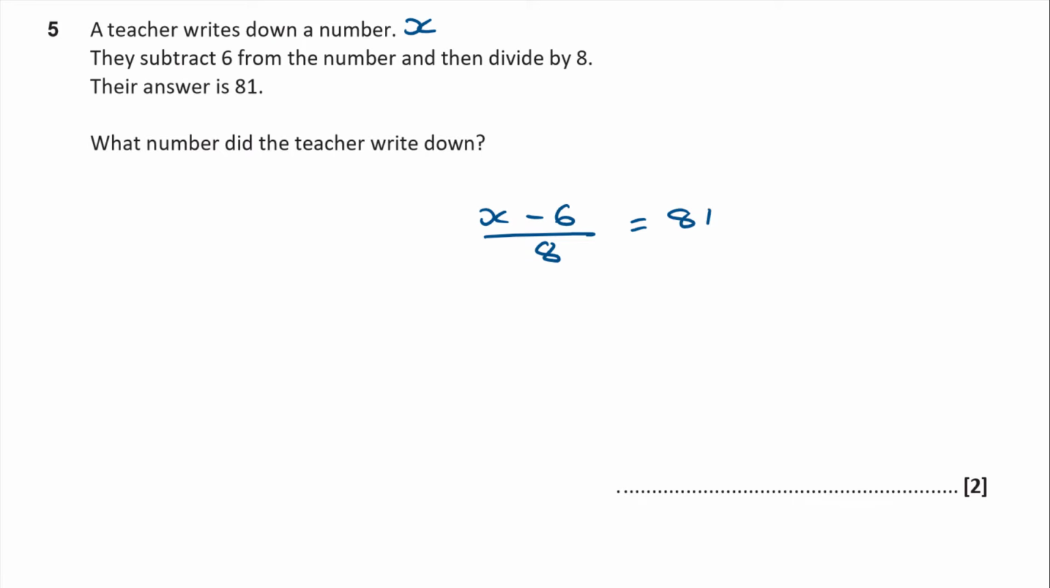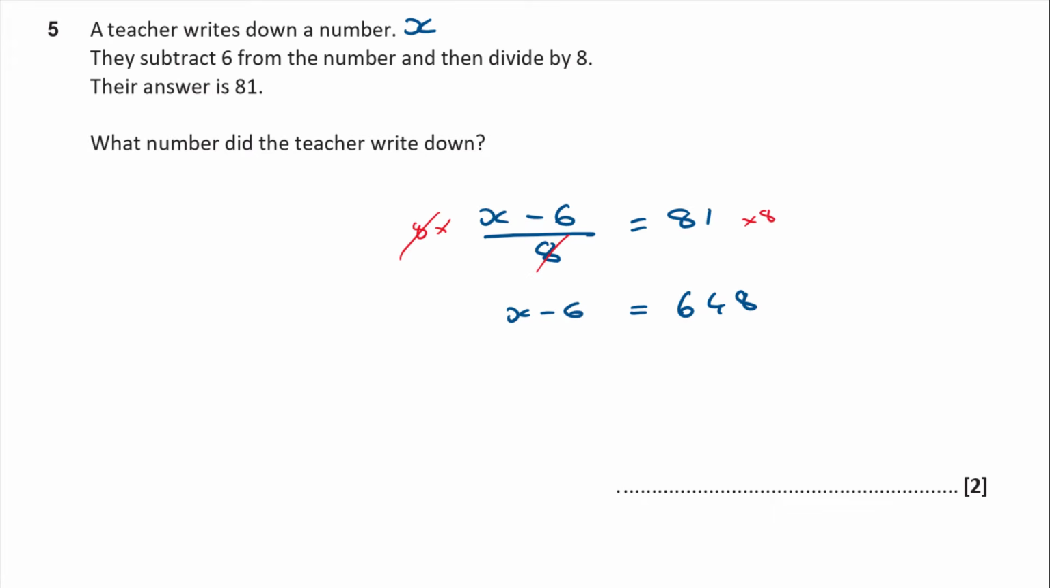So what number did they write down? I need to make x the subject of this. I need to rearrange or solve for x. So the first thing I'm going to do is times both sides by 8. That's going to get rid of that number there, leaving me with x minus 6 on the left. On the other side, I've got 81 times 8. What's that then? Well, 8 8s are 64. So 80 times 8 is 640. Plus another 8 is going to be 648. So that's equal to 648.